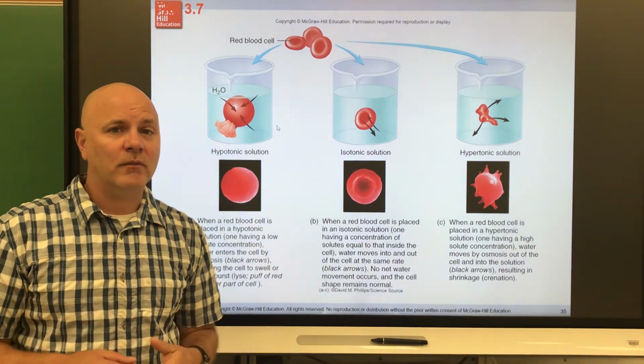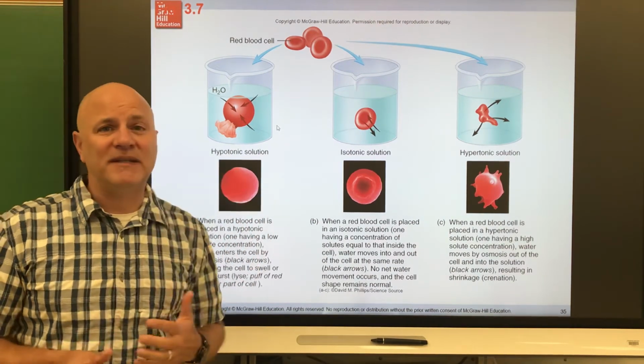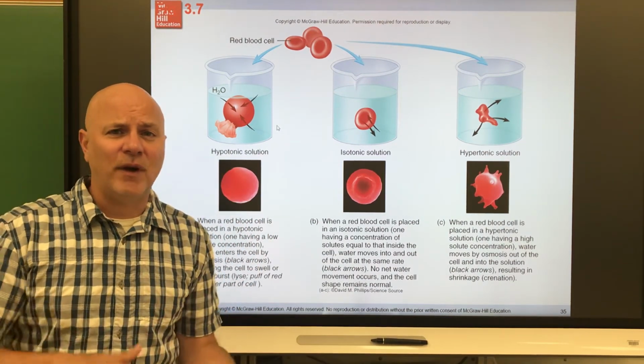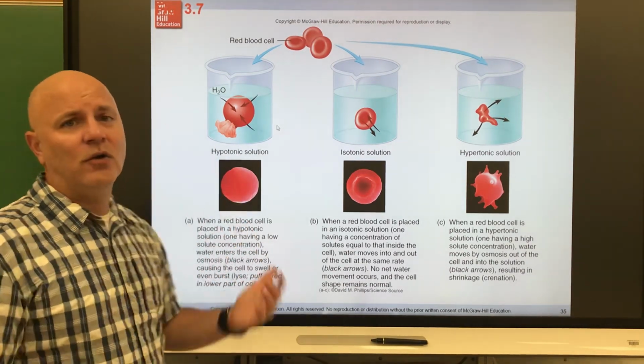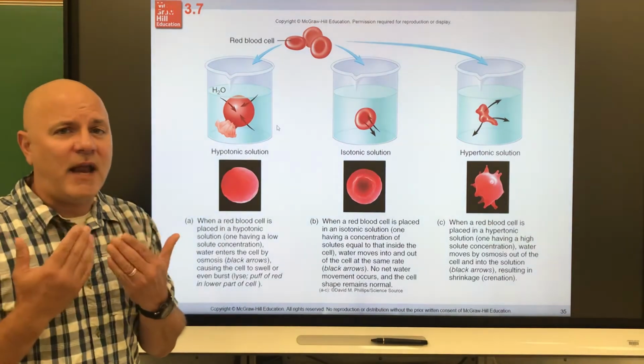That is true, right? But the only time a red blood cell gets into a hypotonic solution is if you take red blood cells out of somebody and put them into a hypotonic solution, right? So that's not the normal situation. This is not going to happen to all of our cells.